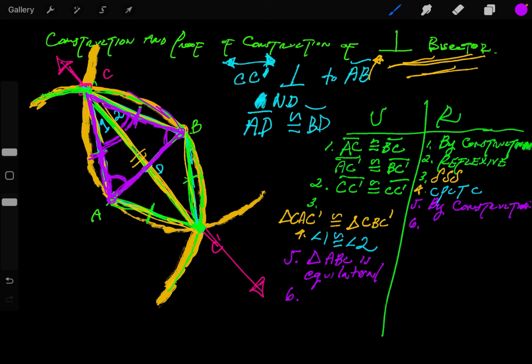Okay, and I'm just highlighting something else, but this angle then is the same as this angle, right? So I'm going to state that. Let's call this angle 3 and this angle 4. And I'm going to say angle 3 is congruent to angle 4. And that's because all the angles in an equilateral triangle are congruent. So yeah, let's just write it. All angles in equilateral triangle are congruent.